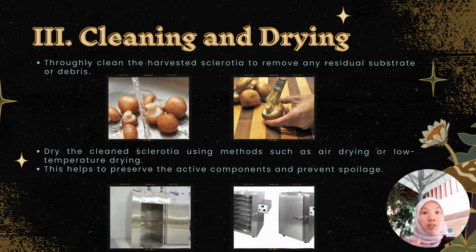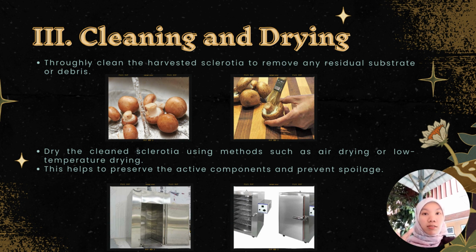Mushrooms or sclerotia that we harvest usually have dirt and debris that's often attached to the base of the mushroom stem. So, in this step, the mushrooms have to be cleaned thoroughly by using a brush or dry paper towel, or we can just run them under cold water to remove all those debris or any residual substrate. Then, dry the clean sclerotia using methods such as air drying or low temperature drying in the hot air dryer.